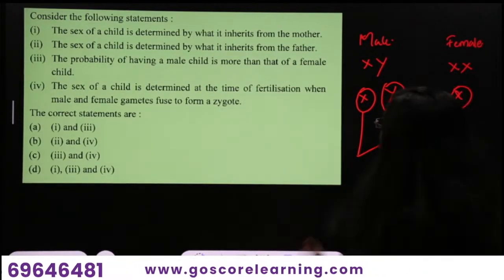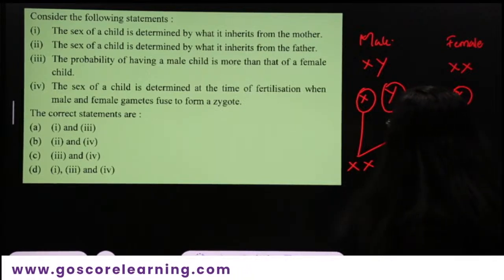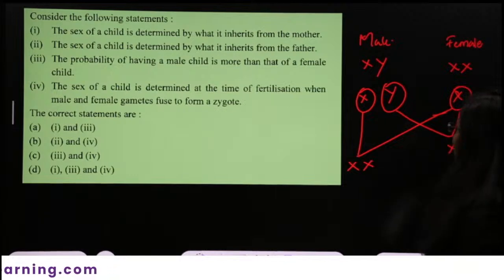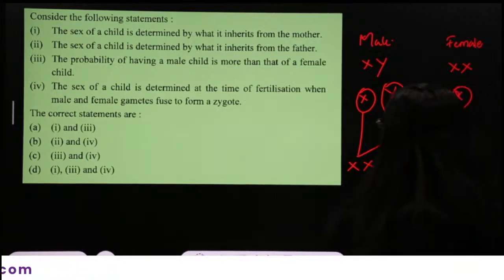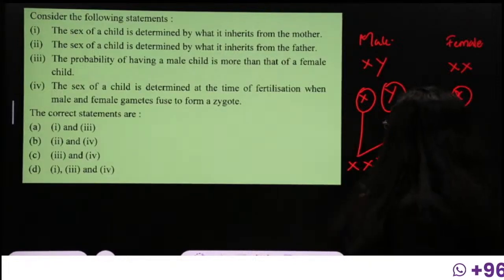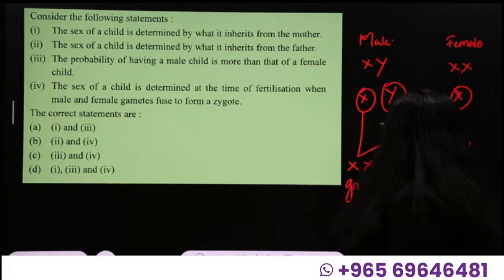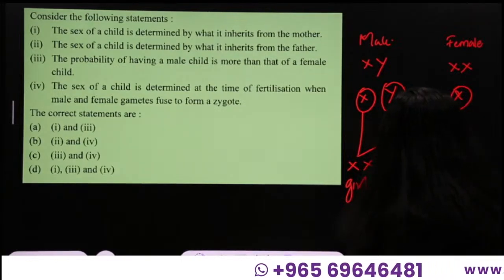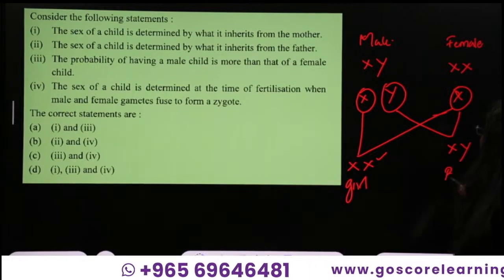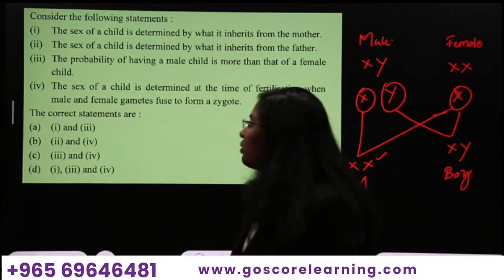When a sperm is combined with an egg, what is the progeny produced? XX is the progeny produced here, and here XY is the progeny produced. So if X and X gametes are combined together, that baby will be a girl, and if X and Y are combined, then that baby will be a boy baby. So what is the correct statement?